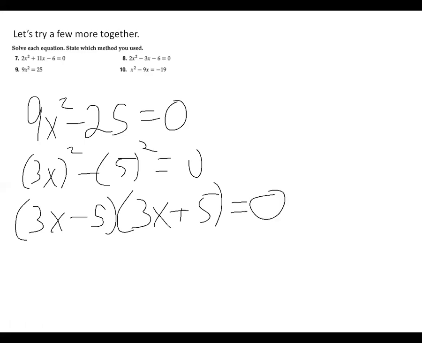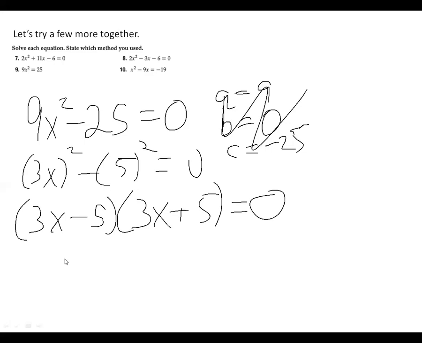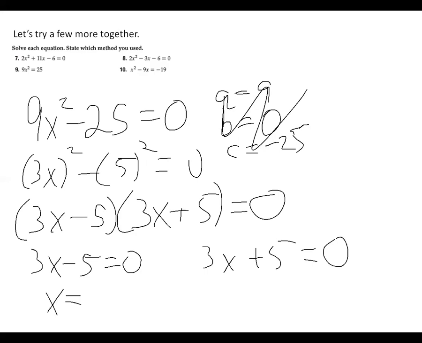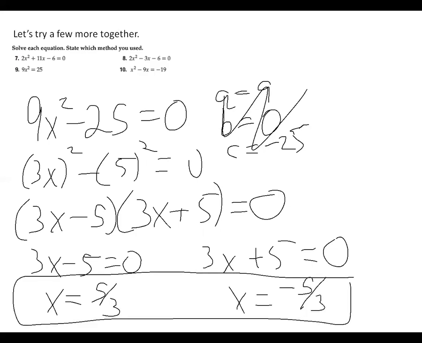Now, you could use the quadratic formula. In that case, a would equal 9, b would equal 0, and c would equal negative 25. Okay? But we're not going to do that because we could factor it using difference of squares. Set each factor equal to 0 at this step. So this set equal to 0, and then 3x plus 5 equals 0. So in this case, you add 5, divide by 3. In this case, you subtract by 5 and divide by 3. You get your 2 answers there.